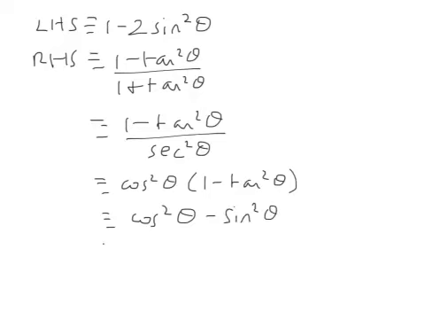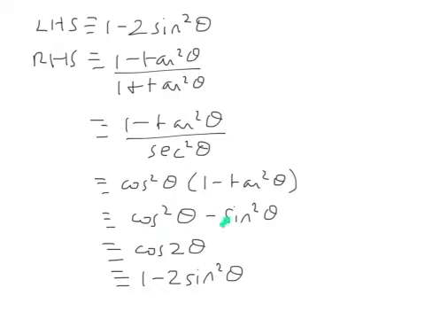And cos squared minus sine squared theta is cos 2 theta, and cos 2 theta is 1 minus 2 sine squared theta. That's maybe not the best way of doing it. I could have simply said that cos squared is 1 minus sine squared, so 1 minus sine squared minus another sine squared is minus 2 sine squared. Either is okay, so that's equal to the left hand side, and the proof is now complete.